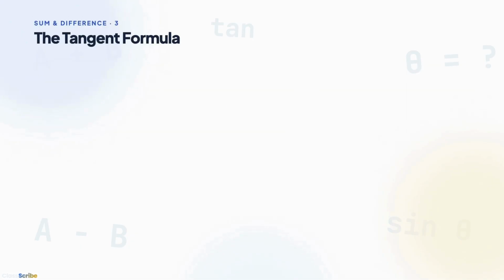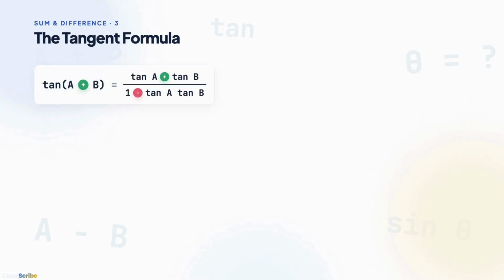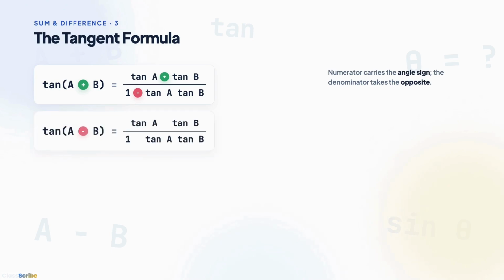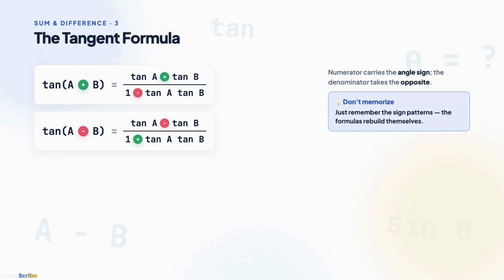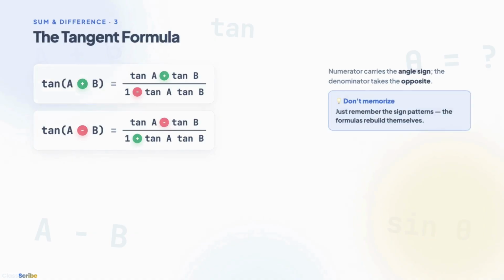Next comes the tangent formula. Tangent of a plus b is tangent a plus tangent b divided by 1 minus tangent a into tangent b. For tangent of a minus b, the numerator becomes tangent a minus tangent b, while the denominator becomes 1 plus tangent a into tangent b. Instead of memorizing long formulas, try to remember these simple sign patterns.